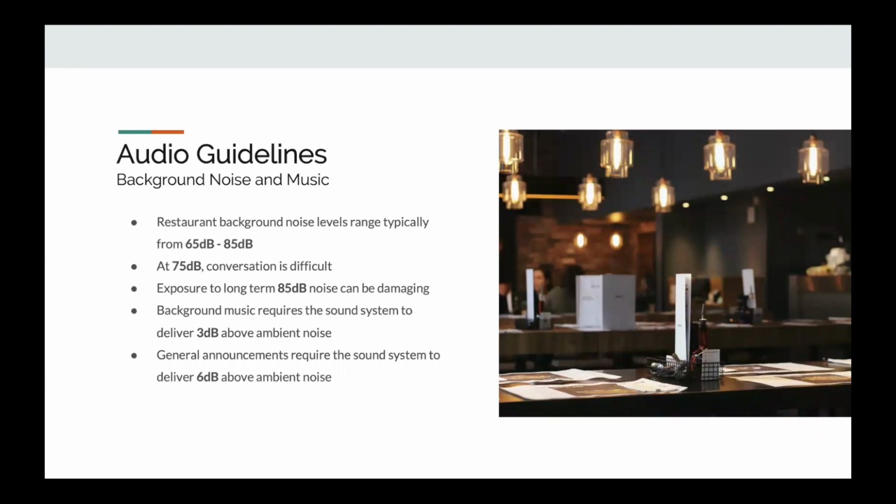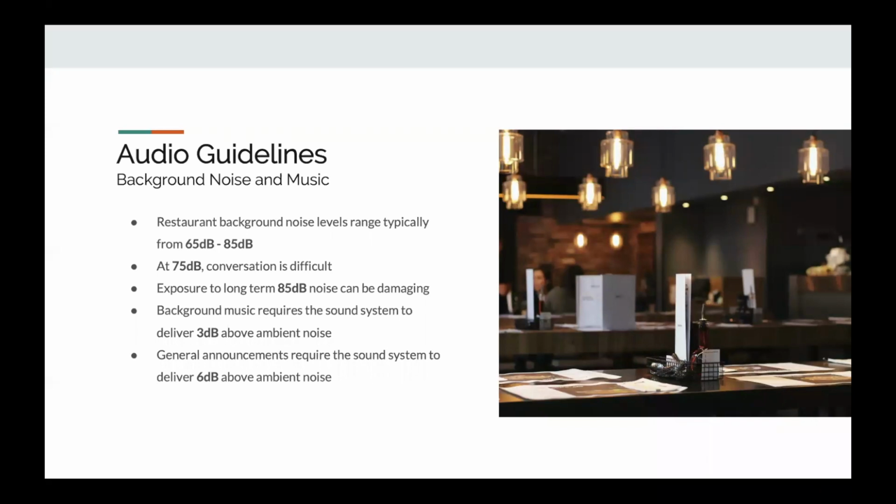You don't want exposure to audio greater than 85 dB in a restaurant or cafe environment. It's going to put the customers off, and ultimately at long term exposure, it can cause ear damage.